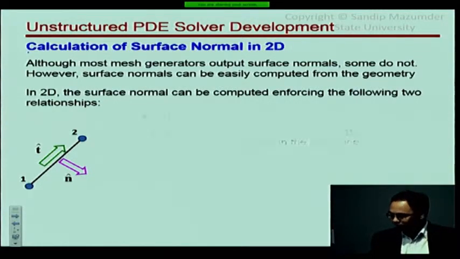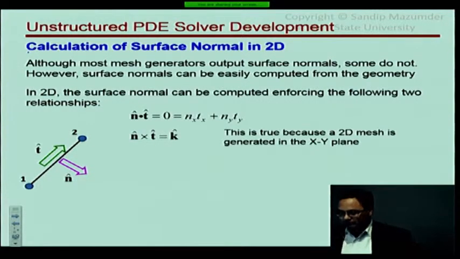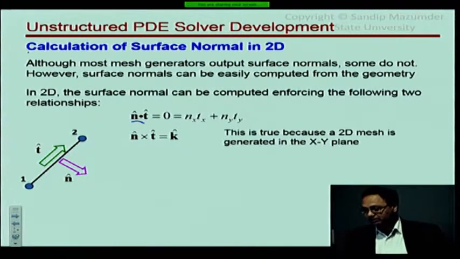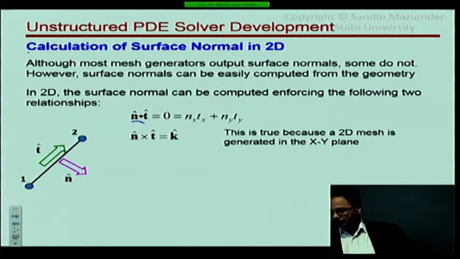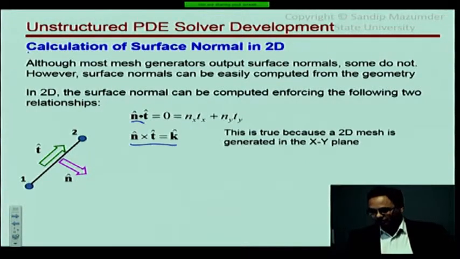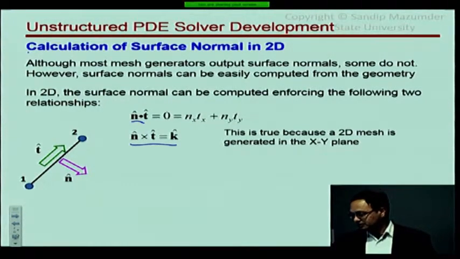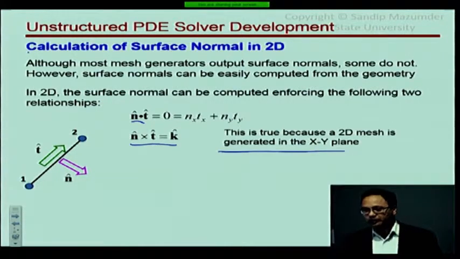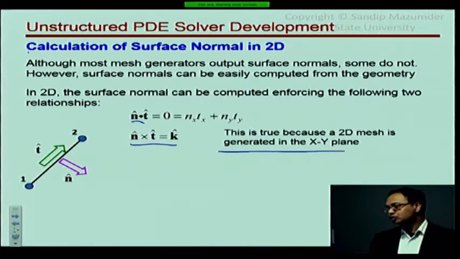So how do you compute it? You simply again use geometry. These two constraints you satisfy. One is that n dot t must be 0, t being the tangent, and n cross t should give you the k vector. Okay, why? Because the 2D mesh is usually on an xy plane. Almost all mesh generators that you have out there will generate a 2D mesh on xy plane.